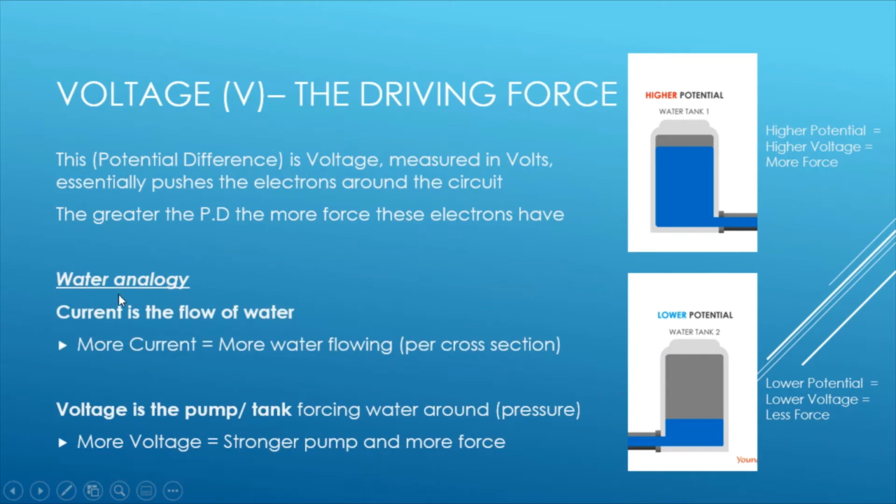Okay, again, this water analogy, current is now the flow of water through the pipes. So more current is more water flowing through if you chopped it in half, you took a cross section at one point. Whereas voltage is the pump, or perhaps a tank, forcing the water around. It's the pressure of that water. Okay, so more voltage means a stronger pump and more force.